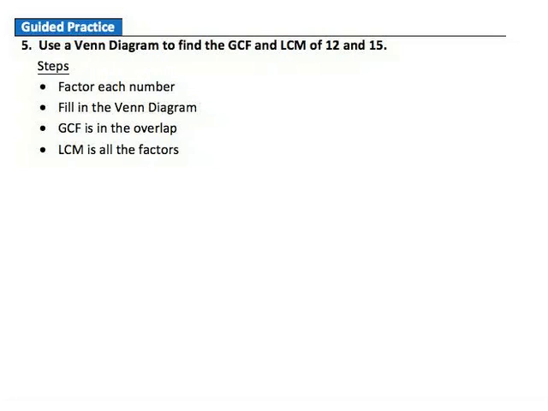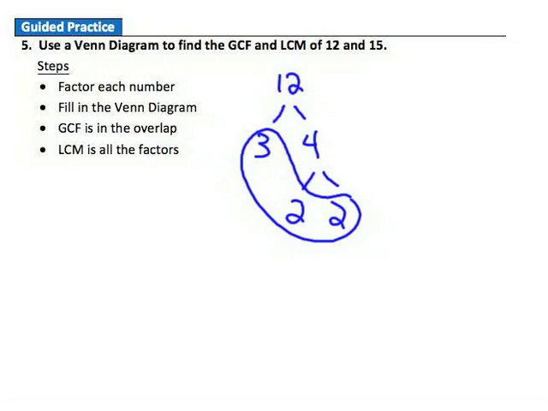Question 5. Use a Venn diagram to find the greatest common factor and least common multiple of 12 and 15. Step 1 is to factor each number. So we're going to take 12, break that down. Let's see, 3 times 4, and then 4 is 2 times 2. So there is 12 when I get its prime factorization. 15, 3 times 5, both of those are prime, so we're done.